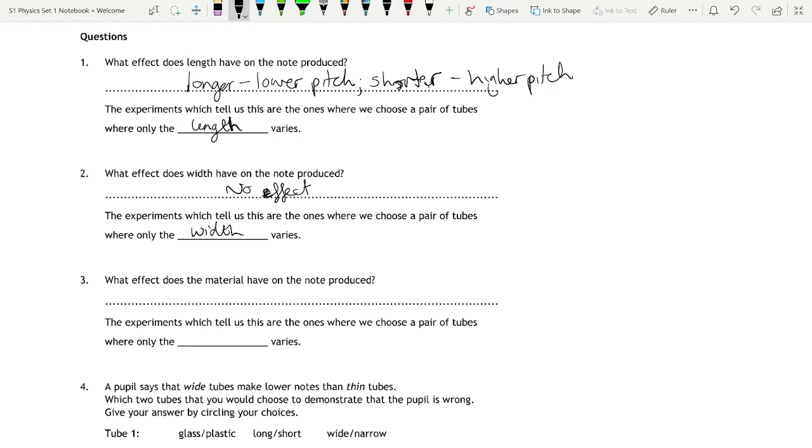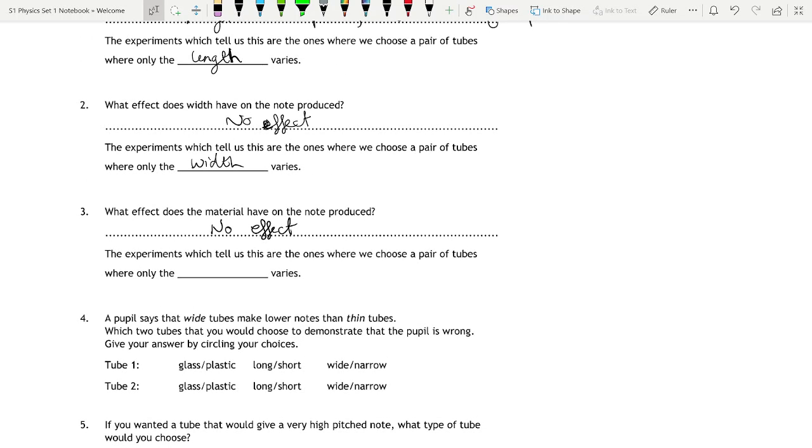And what effect does the material have? No effect again, yeah. And the experiments which tell us this are ones where we choose a pair of tubes where only one thing varies, and that is the material.